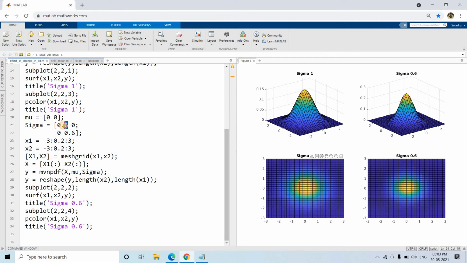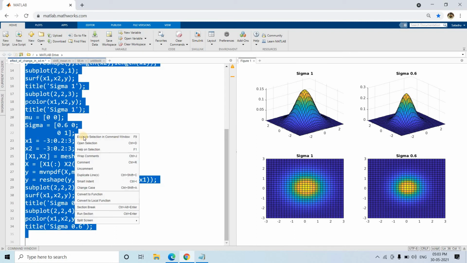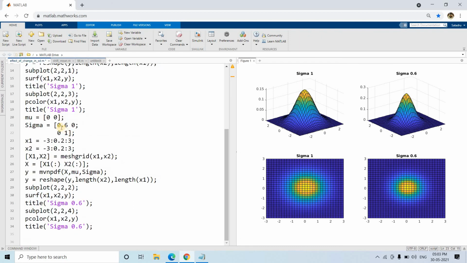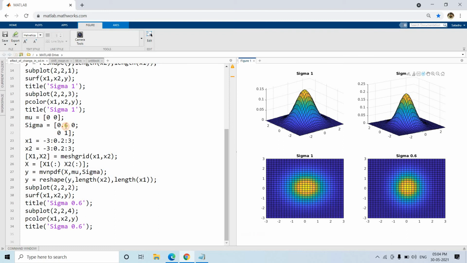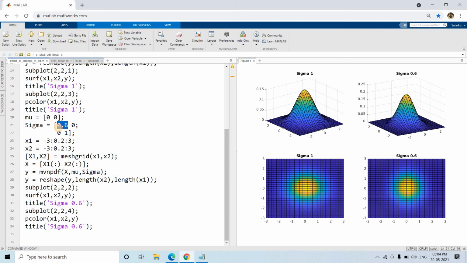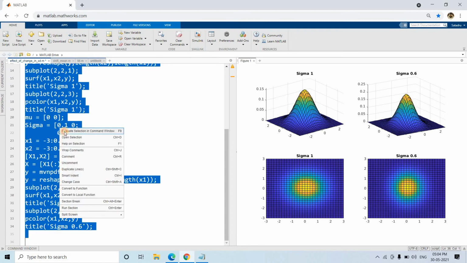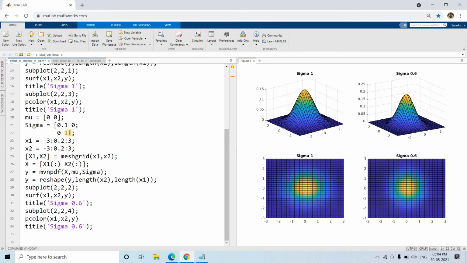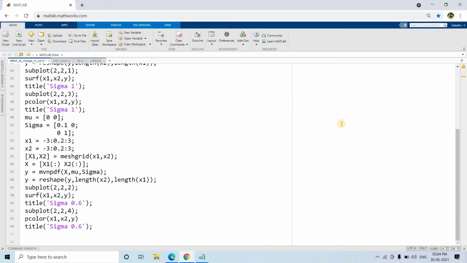Maybe I can change by an unequal amount. Maybe I can keep the second variance as 1 and the first variance as 0.6 to observe. Let me change it more. Maybe I set sigma to 0.1 for the first, and keep the rest at 1, so that we can easily understand how it is changing.